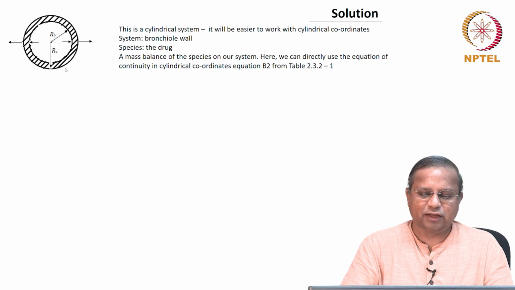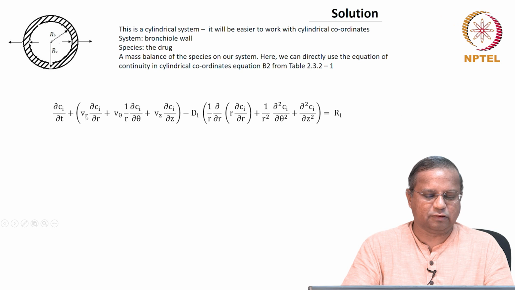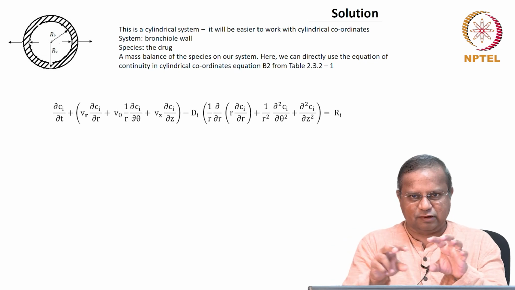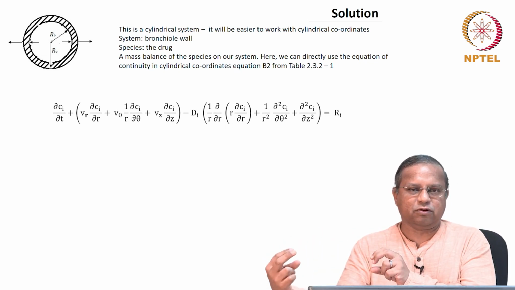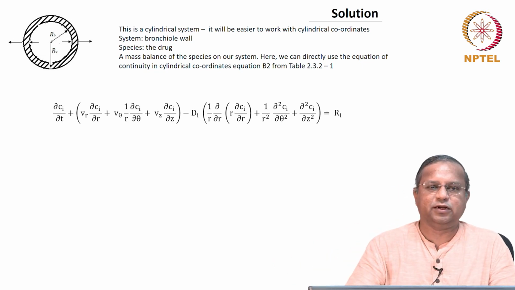You could refer to that, and if you look at that table, equation B2, table 2.3.2-1, it will be something like this. ∂ci/∂t + vr ∂ci/∂r + vθ (1/r) ∂ci/∂θ + vz ∂ci/∂z − Di, the diffusivity, times [(1/r) ∂/∂r (r ∂ci/∂r) + (1/r²) ∂²ci/∂θ² + ∂²ci/∂z²] = Ri. Okay. You don't have to remember any of this. You already have that in the table. You just see that it fits in. This is the cylindrical coordinate system. Therefore, that form of the material balance equation is valid, and we take it directly here.